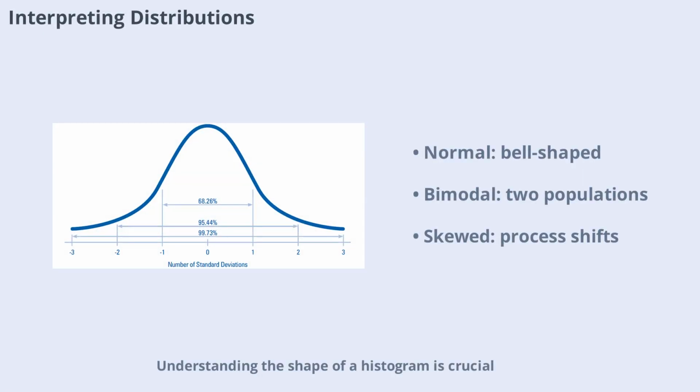Understanding the shape of a histogram is crucial. A normal distribution appears bell-shaped with most data near the mean. Bimodal distributions suggest two distinct populations, while skewed distributions indicate constraints or shifts in the process. Recognizing these patterns helps identify underlying issues and guides further analysis.